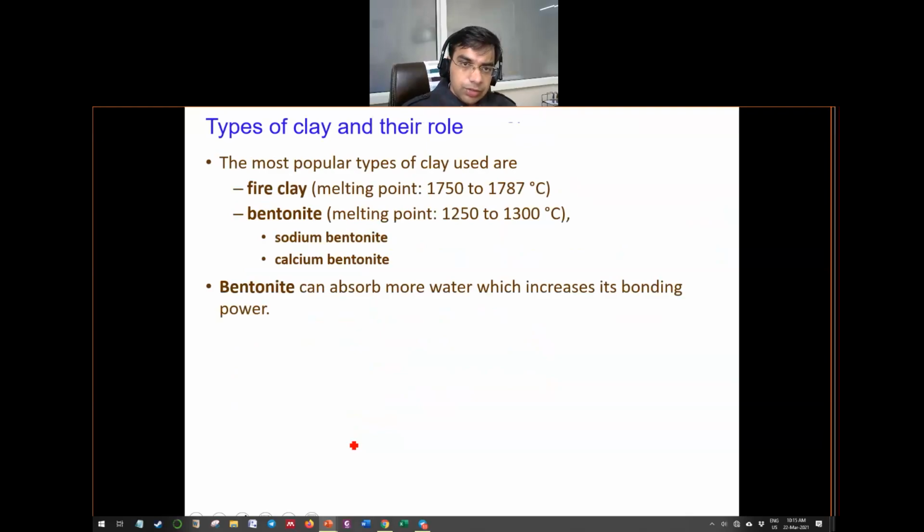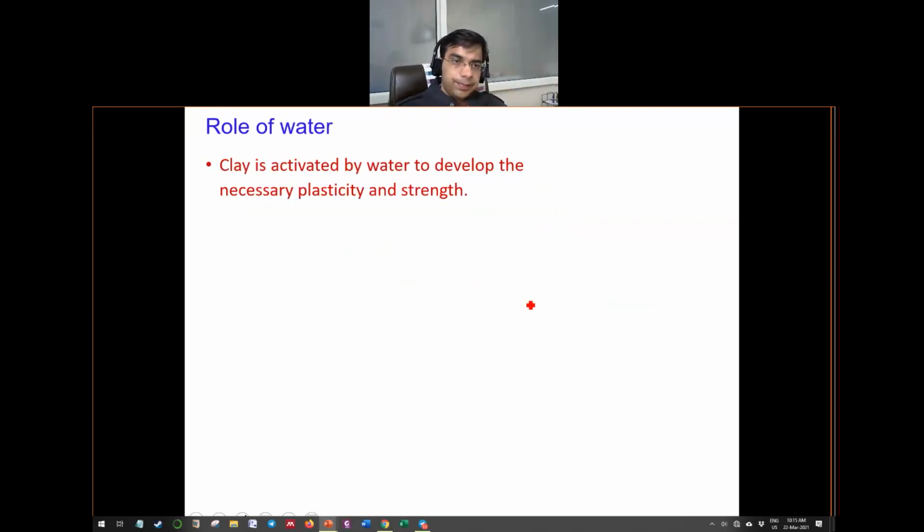So the most important types of clay which are used are either fire clay or bentonite. This is selected depending on the melting temperature of the metals. So fire clay has a melting point of around 1750 to 1787 degrees centigrade, and bentonite has a melting point of 1250 to 1300 degrees Celsius. Bentonite can be either sodium or calcium based, and bentonite can absorb water, thus increasing the bonding property.